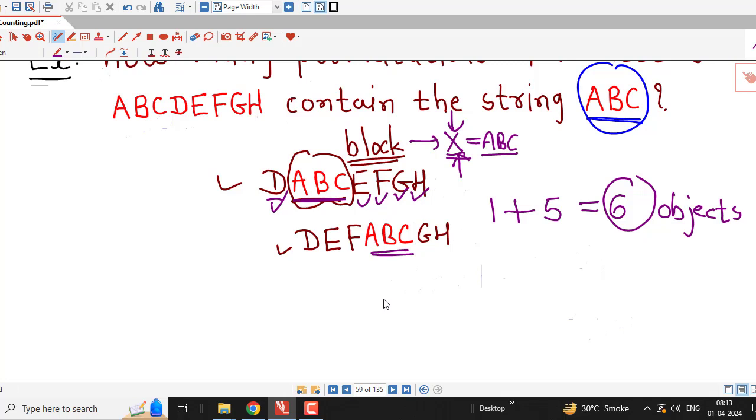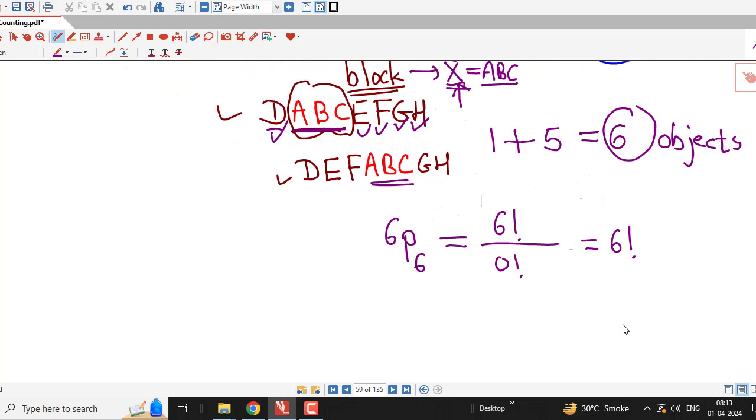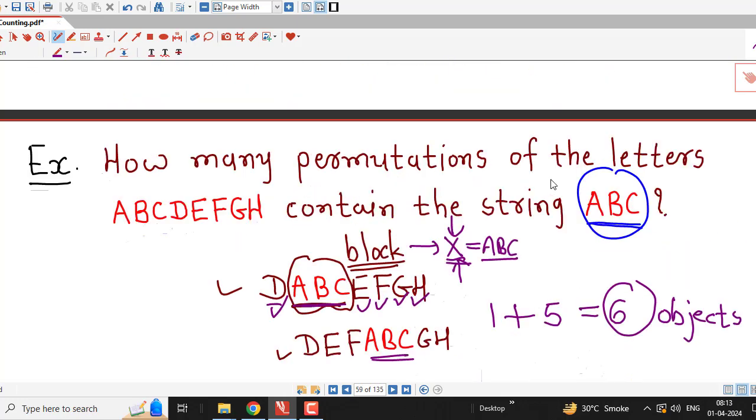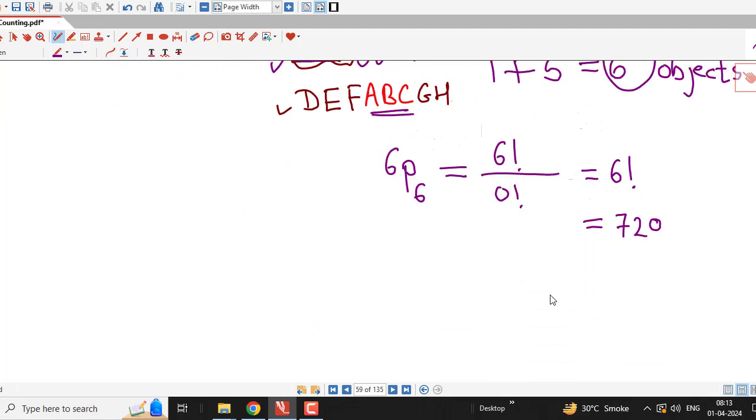That is, we have to arrange these 6 objects out of 6 objects, and we know that this is nothing but 6 factorial divided by 6 minus 6, that is 0 factorial, and that turns out to be 6 factorial. And we can count this, that turns out to be 720 permutations. Therefore the number of permutations of the given letters which contain the string ABC is 720.